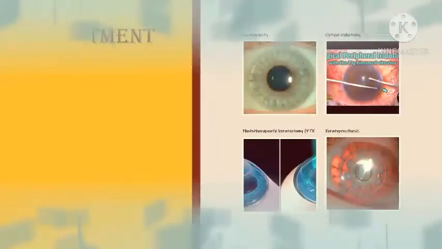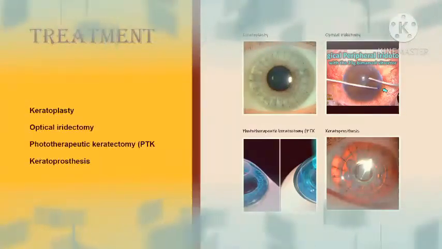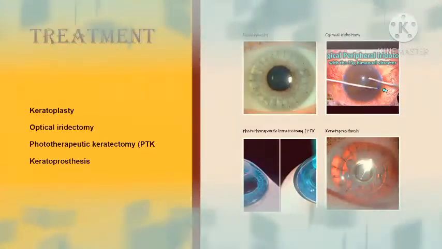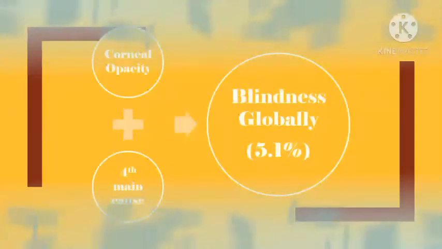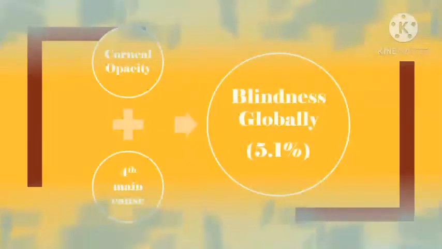So here are the treatments of corneal opacity. We have keratoplasty, optical iridectomy, and phototherapeutic keratectomy. Corneal opacity is the fourth main cause of global blindness, according to the World Health Organization.